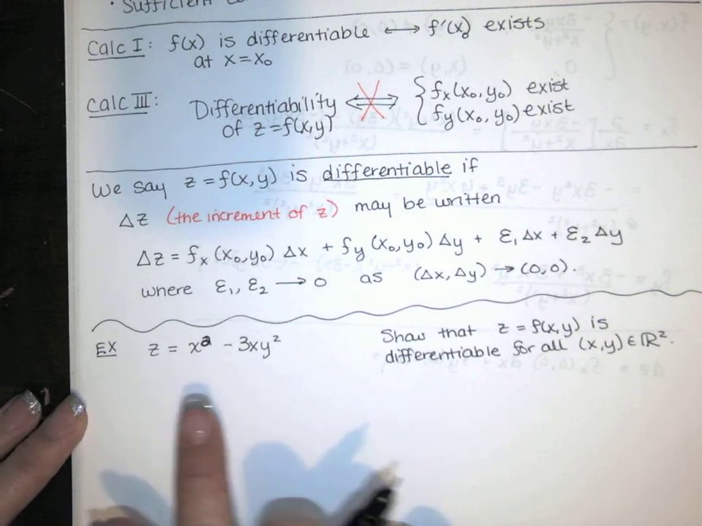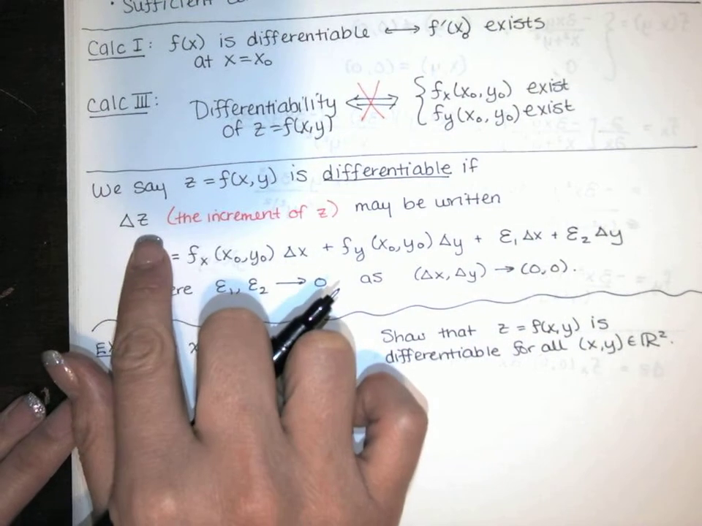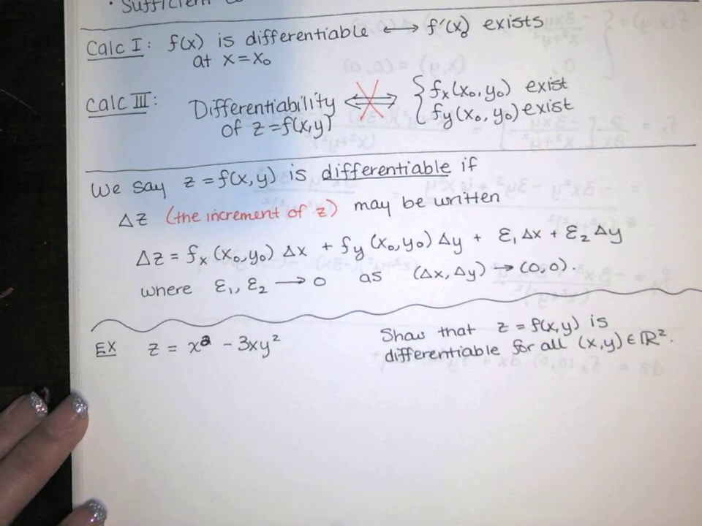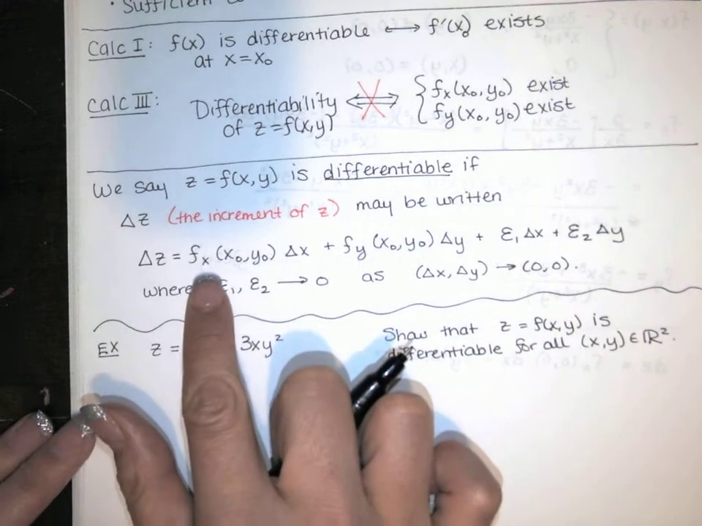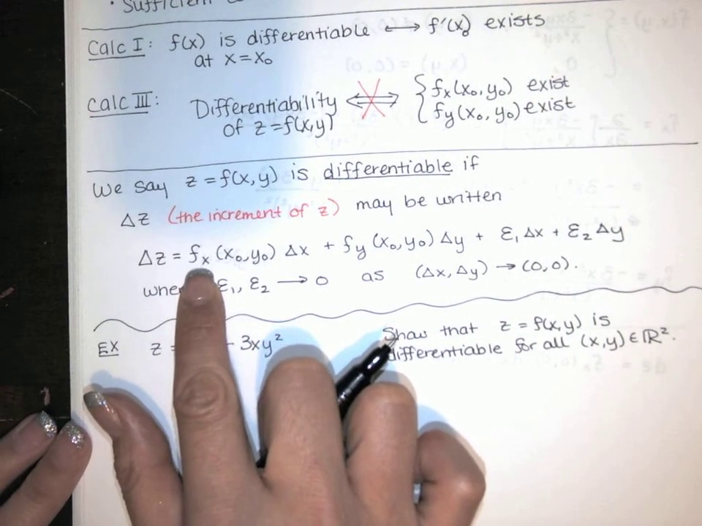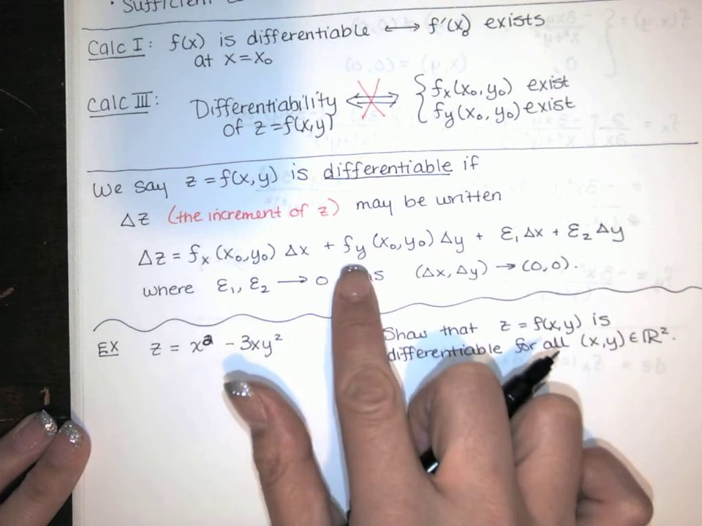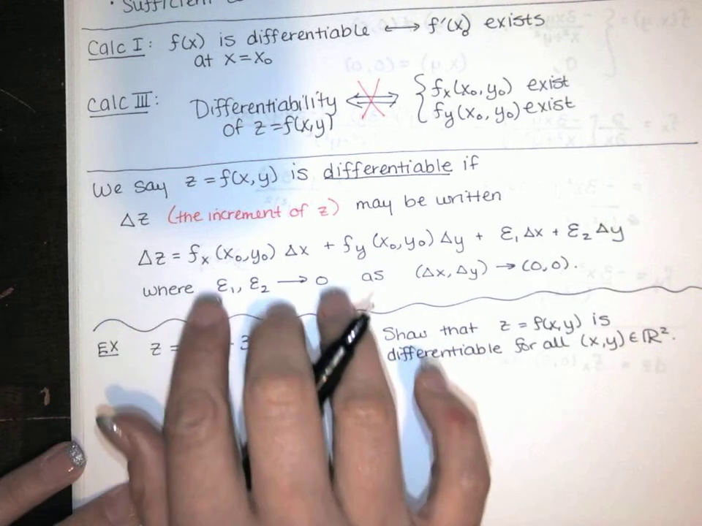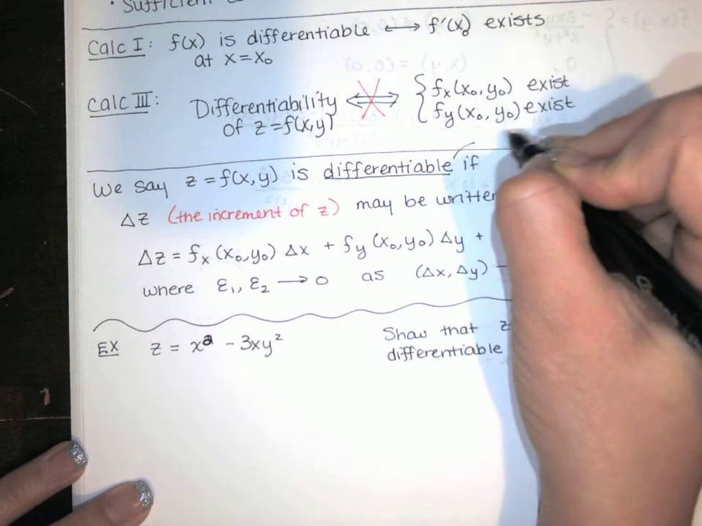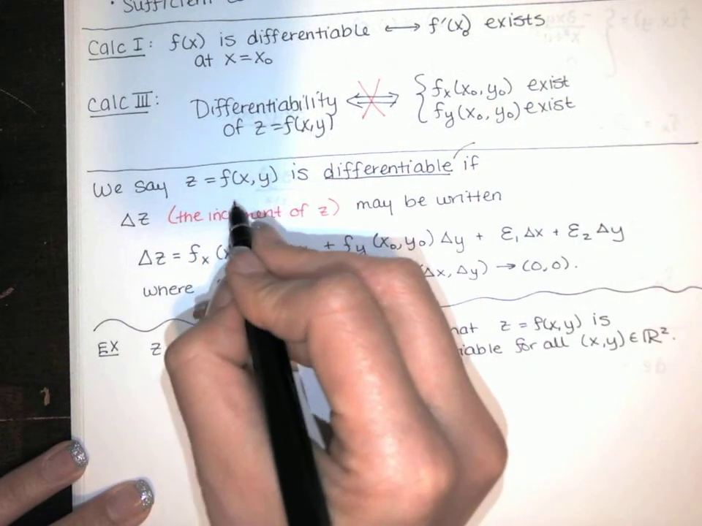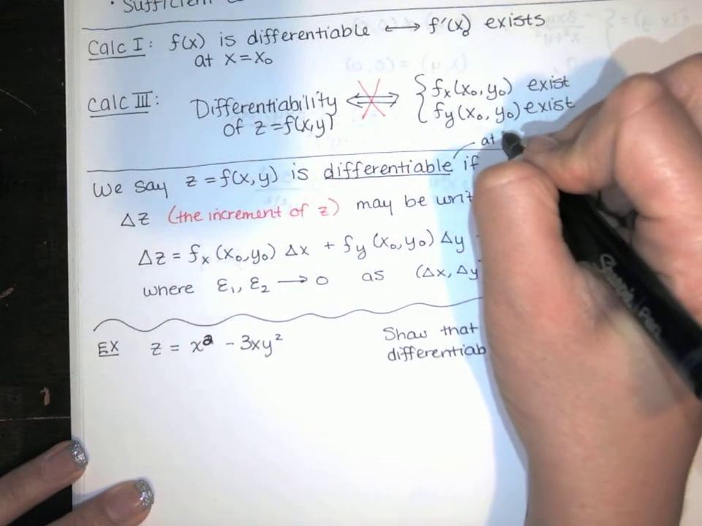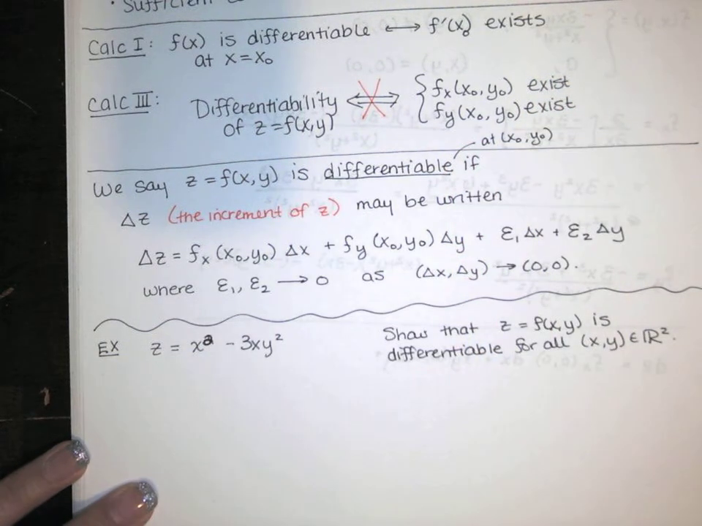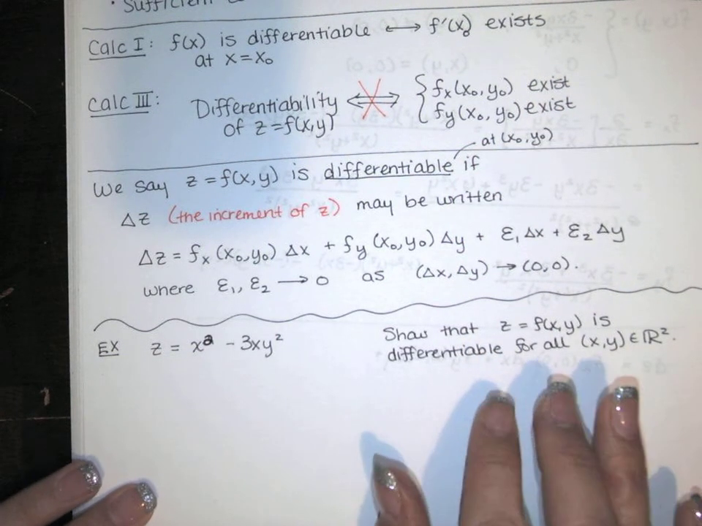Well, in order to show that, I need to show that the increment, which we defined in the last video, can be rewritten this way. So that's going to be the partial of f with respect to x at x naught, y naught, plus the partial of f with respect to y at x naught, y naught, plus this, and we're saying that z equals f of x y is differentiable at x naught, y naught if all of this is true. We want to show that this is differentiable for all x y.